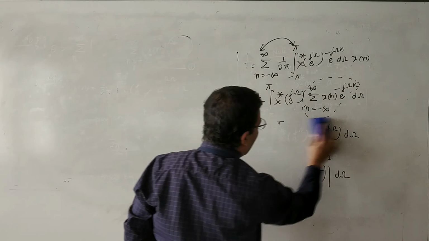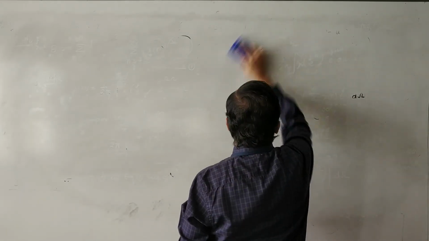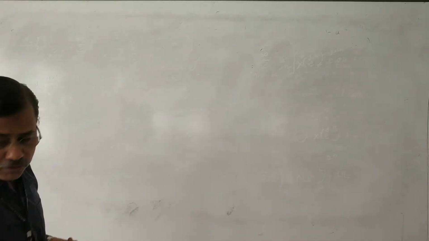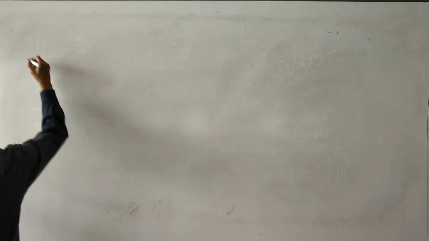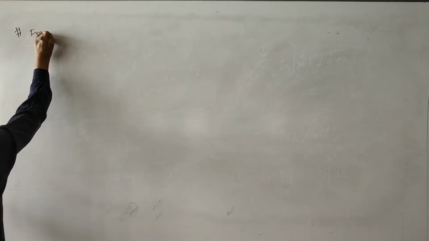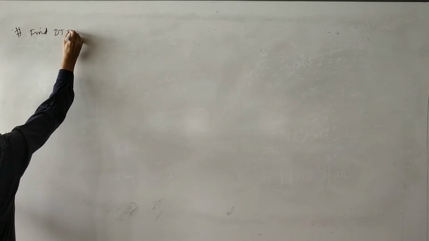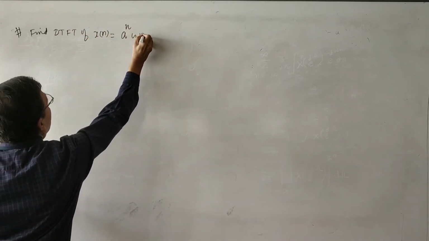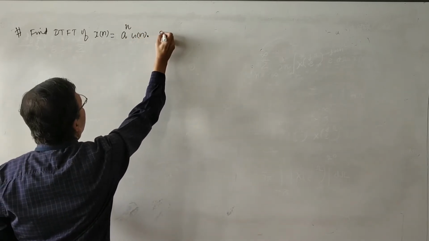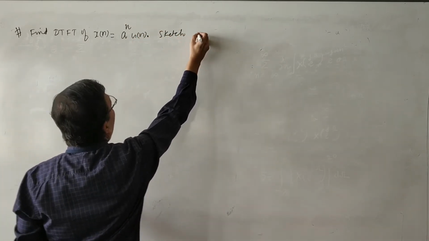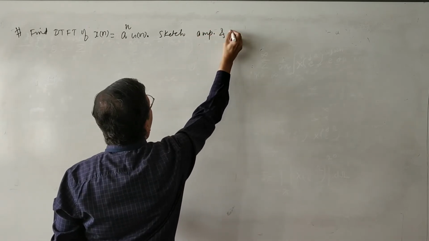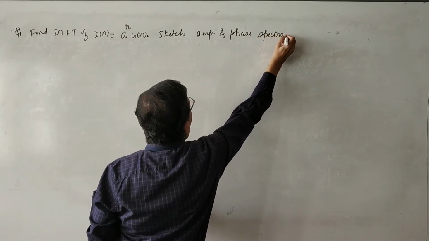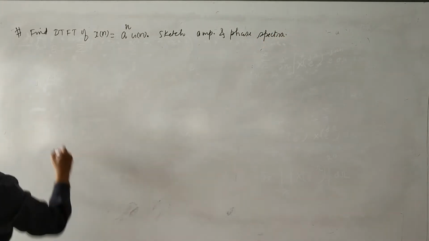With this, we now start problems on DTFT. First problem. Find DTFT of x of n equals a to the power n into u of n. Sketch amplitude and phase spectra. Spectra is the plural of spectrum. Solution.